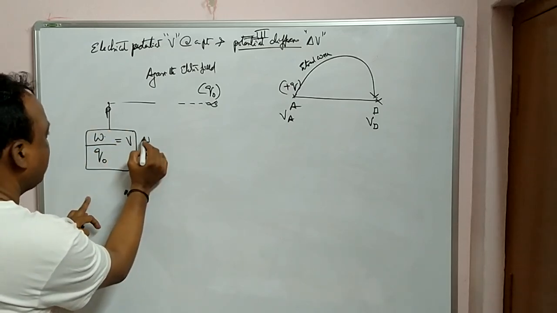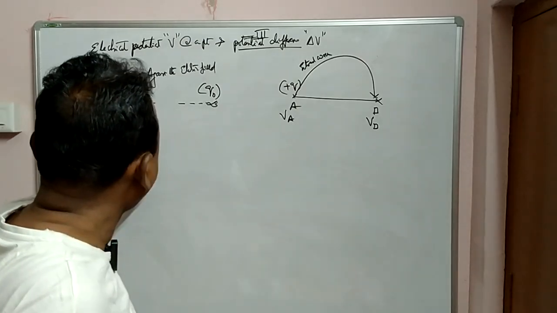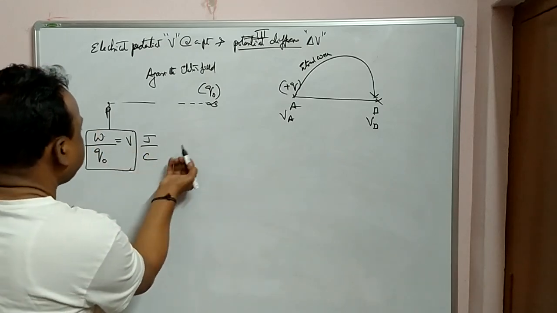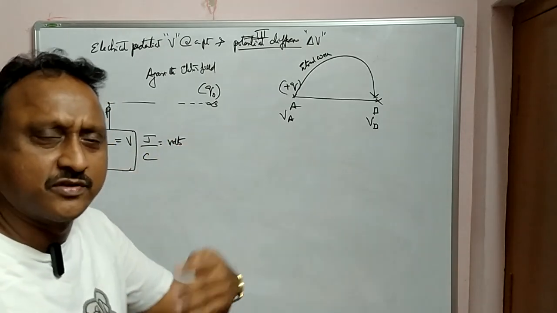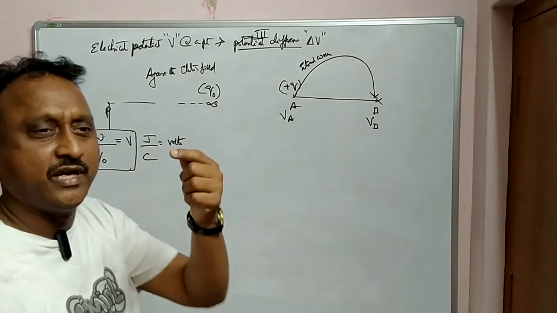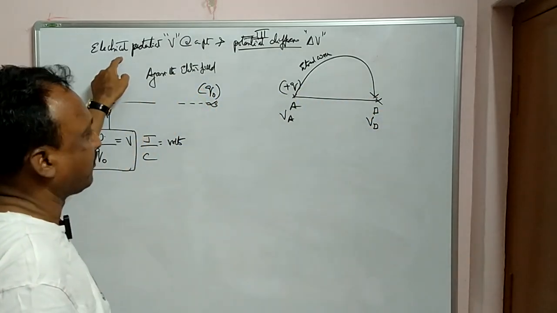And the units are joules per coulomb, the MKS or SI unit. Work done in joules, charge in coulombs. Or simply, another unit for potential is volts. One joule per coulomb is also taken as 1 volt. So it is the amount of work done in moving a unit positive test charge from infinity to the required point. Like that you can define electric potential.